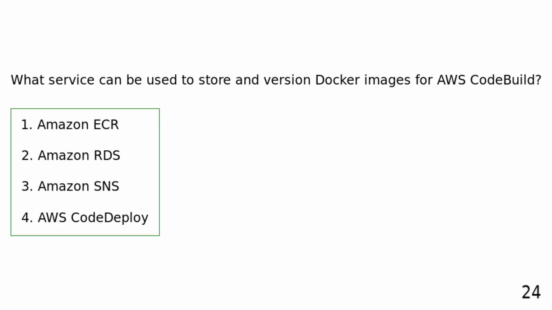What service can be used to store and version Docker images for AWS CodeBuild? Amazon ECR. Amazon RDS. Amazon SNS. AWS CodeDeploy. Amazon Elastic Container Registry is used to store and version Docker images for use in AWS CodeBuild.